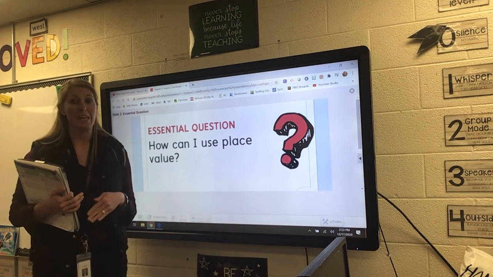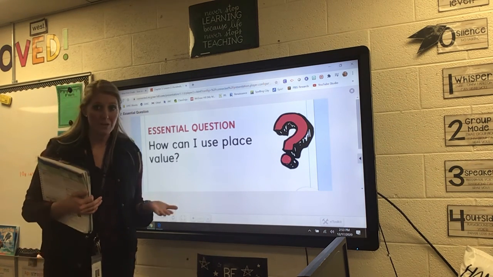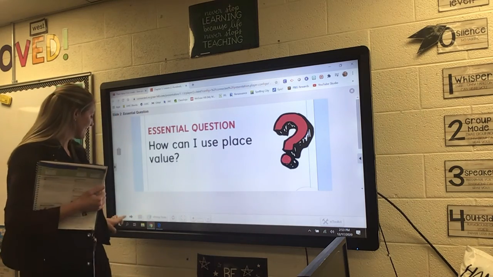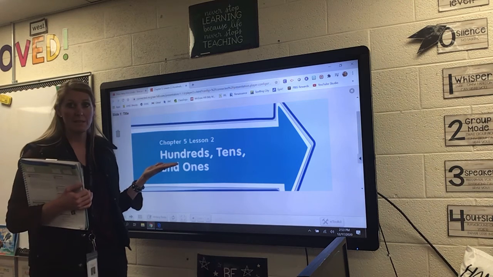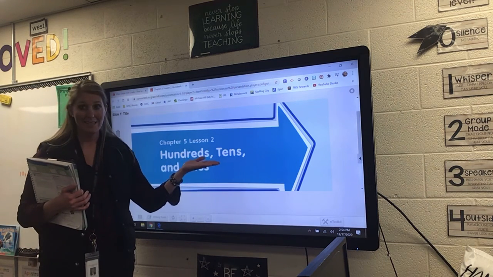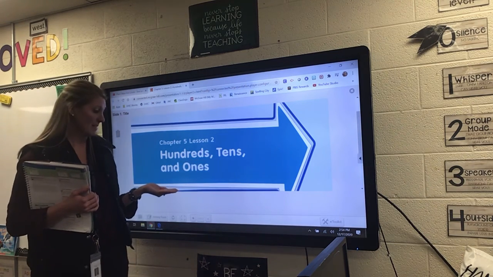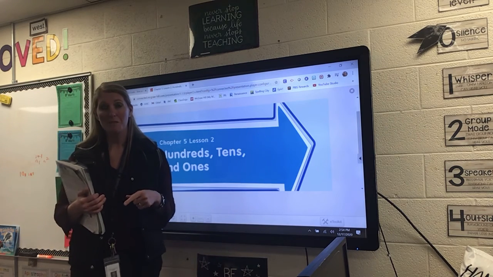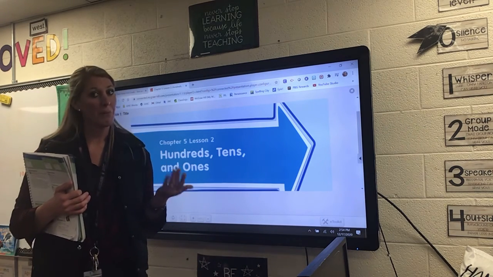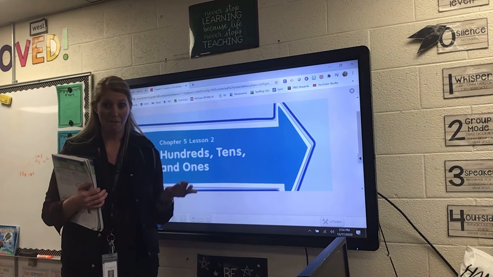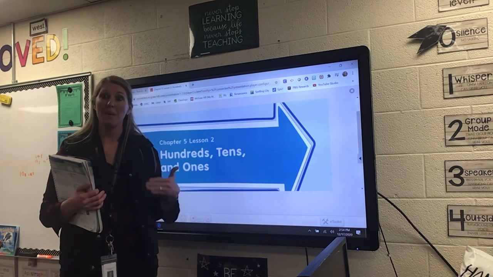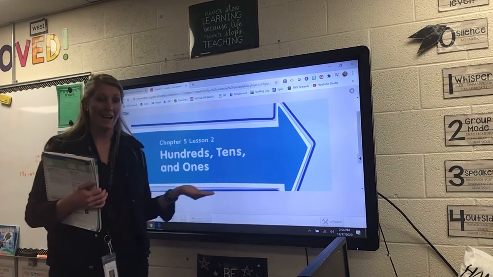Yesterday we focused on the hundreds place value, but today in lesson 2 we're not only going to focus on the hundreds, we're also going to do the tens and the ones. Yesterday we watched a video from Robo that talked about place value. We're going to watch another video from Robo that talks about place value with ones, tens, and hundreds.